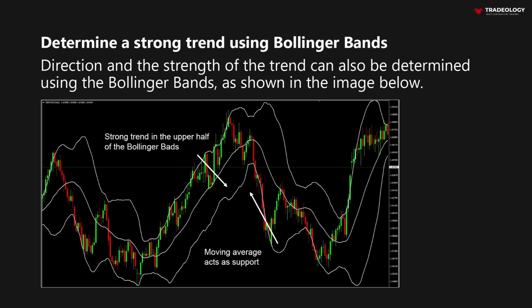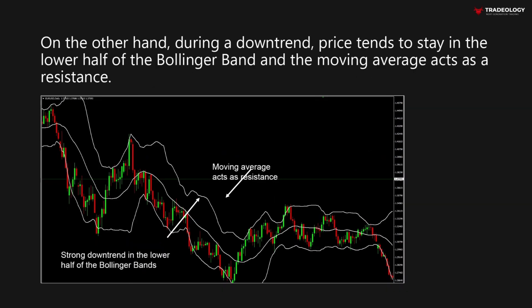On the image, you can see that a strong trend in the upper half of the Bollinger Bands occurs where indicated, and the moving average acts as support in this instance. On the other hand, during a downtrend, price tends to stay in the lower half of the Bollinger Band and the moving average acts as a resistance. As you will see in the image, we have the moving average acting as a resistance in the middle band there after a strong downtrend in the lower half of the Bollinger Bands.